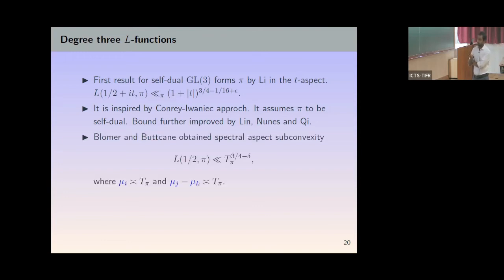Then a big breakthrough in the spectral aspect was by Blomer-Buttcane, where they obtained subconvexity for GL3 forms in the spectral aspect. Here T_pi is the size of these parameters, the mu_i's, and they take these local parameters to be in generic position. By which we mean that all of them have size T, and their differences are also of size T. They prove subconvexity. Their exponent is very bad, but still they manage to get subconvexity.